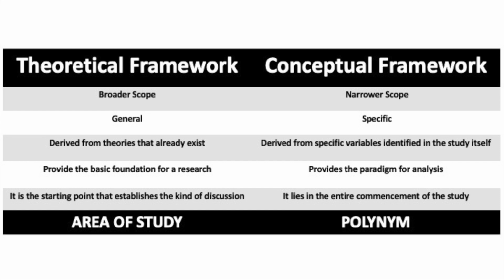While the area of study is the broader scope and is more general and provides the basic foundation for a research, the conceptual framework and polynym provides a narrower scope and is more specific. It provides the paradigm for analysis. As a good example, here's a popular construct in the area of psychology that many people seem to know, especially when it comes to literature and movies, like The Lord of the Rings and The Matrix. The dimensions are id, ego, and superego. And together make up the parts of the human psyche, but are often played out as types interacting in a society.